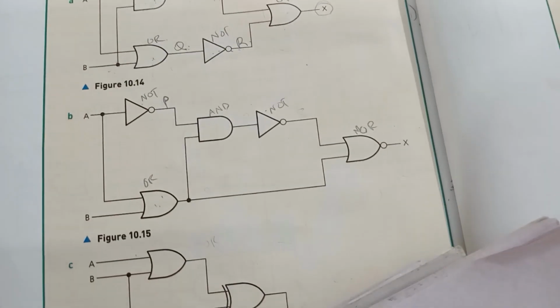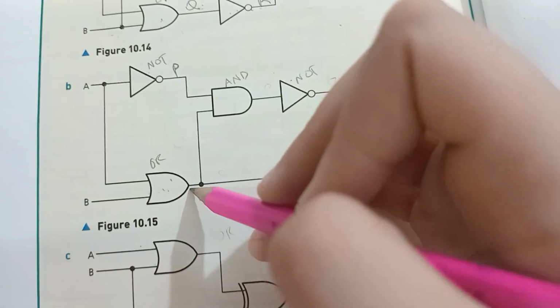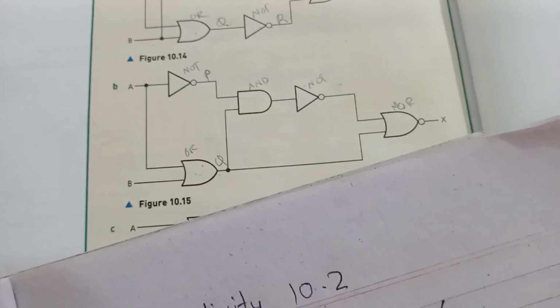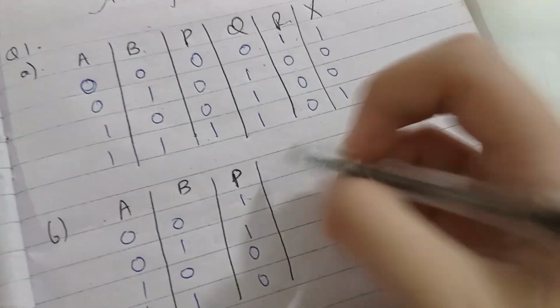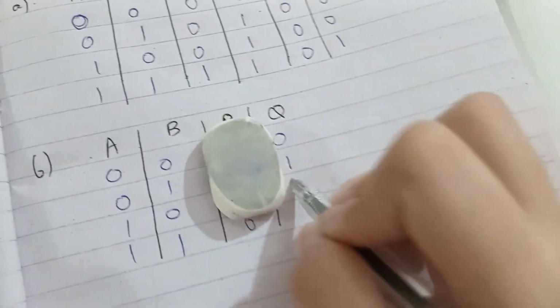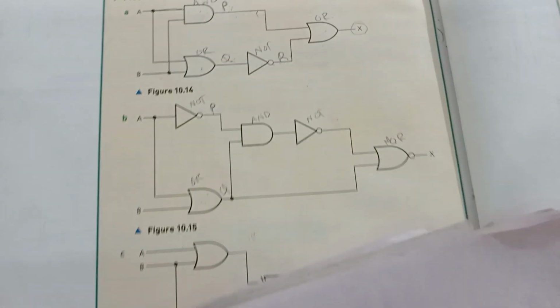of NOT gate, and now let's see the OR gate. Okay, A and B. These are the two inputs to OR gate. I'll write Q here, PQ. So OR gate, the inputs are A and B. So OR gate, this is 0, this is 1, 1, 1. Okay, now we are done with Q.